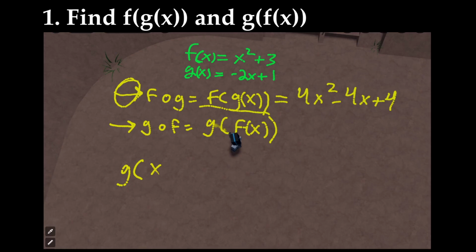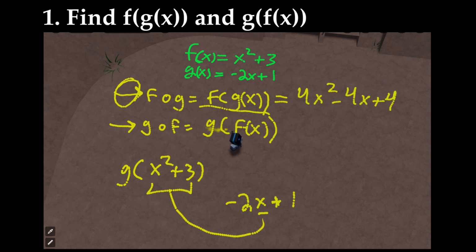X squared plus 3. And then now, g of x is just negative 2x plus 1, right? So all this is telling us is wherever you see the letter x, plug in whatever's inside the parentheses. So I'm going to plug in this whole guy into that x. So now let's do that.